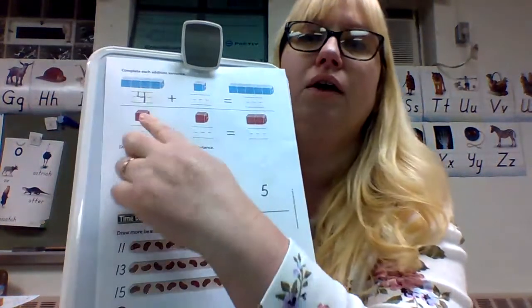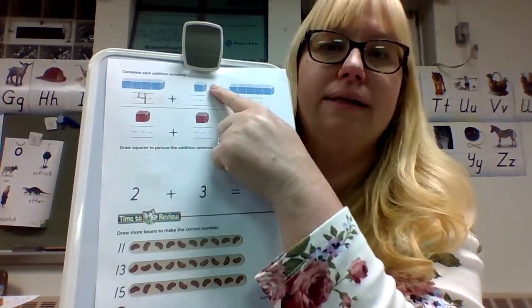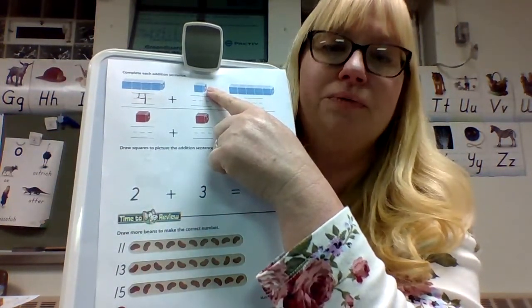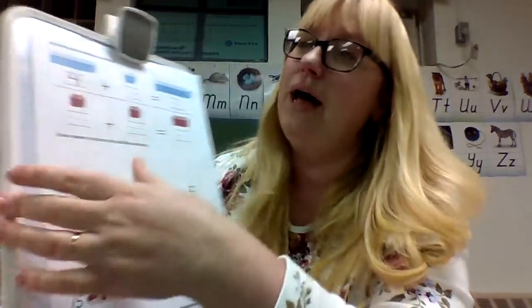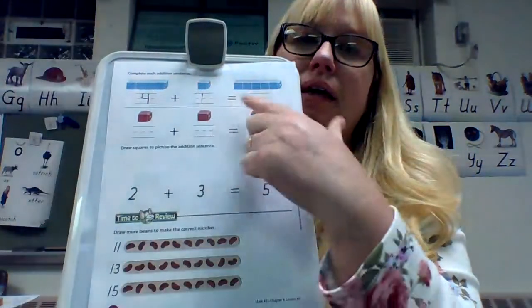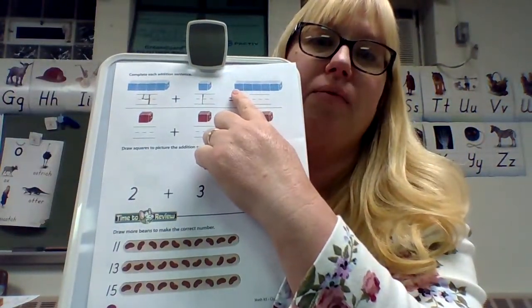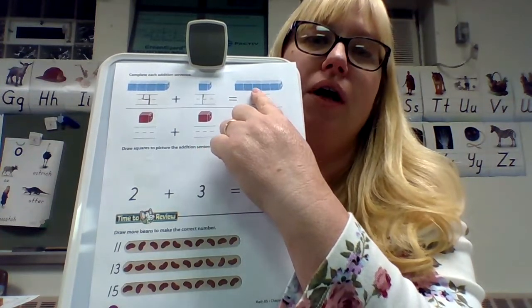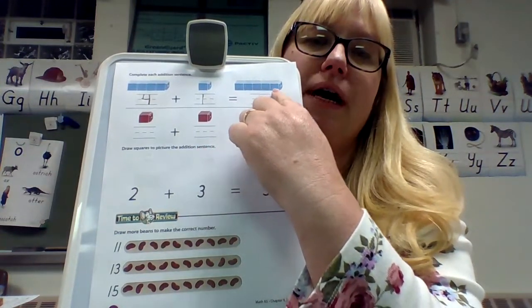So we have 4. We can see this. 4 plus what? How many cubes do we have here? 1. So you're going to write the number 1. So 4 plus 1 equals, how many cubes are here? Let's count them. Ready? 1, 2, 3, 4, 5.